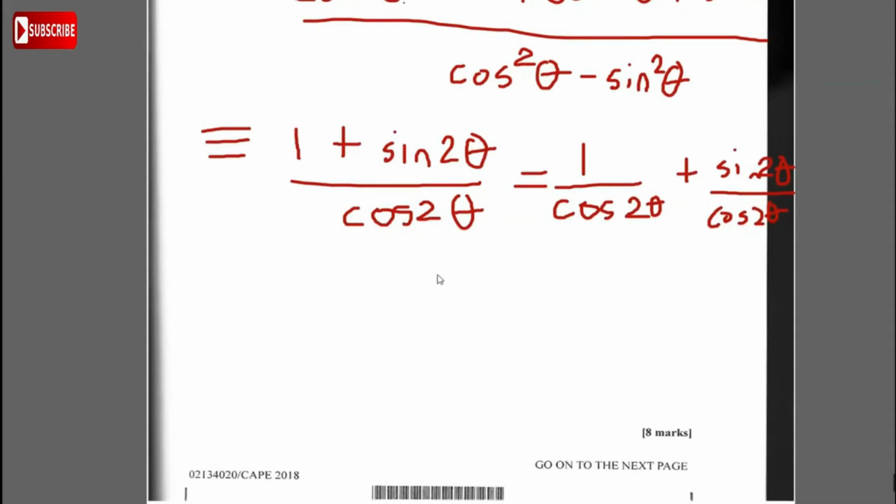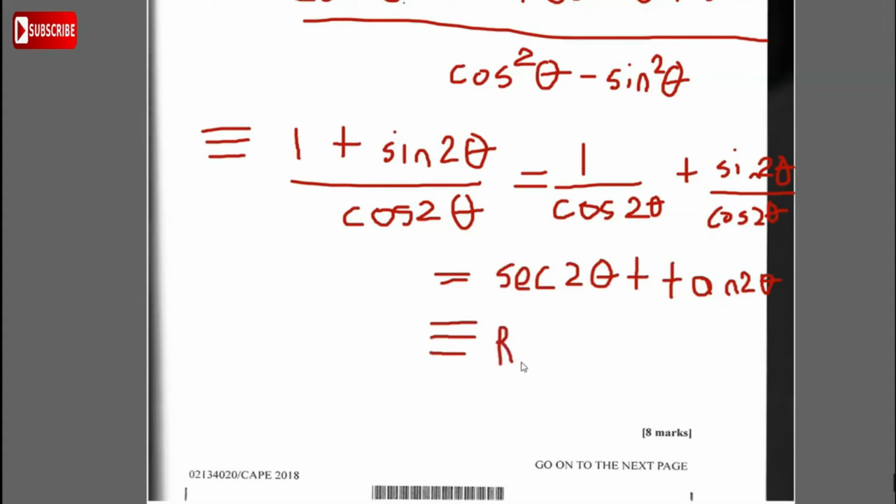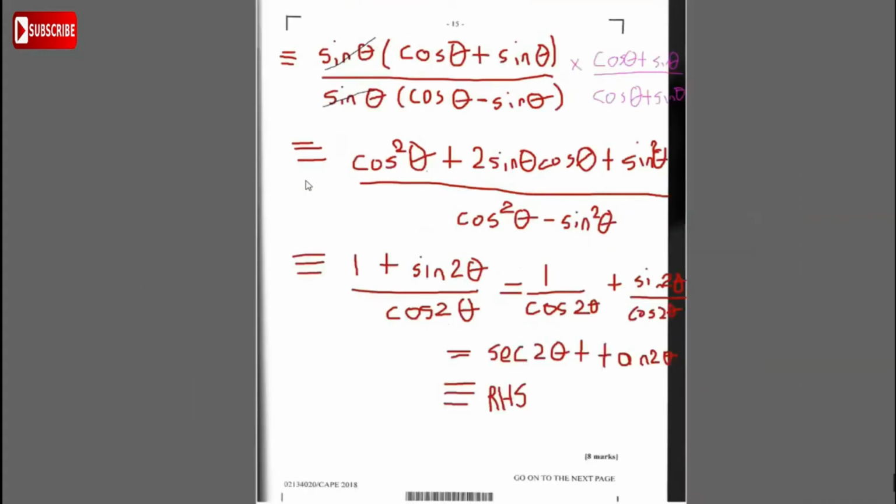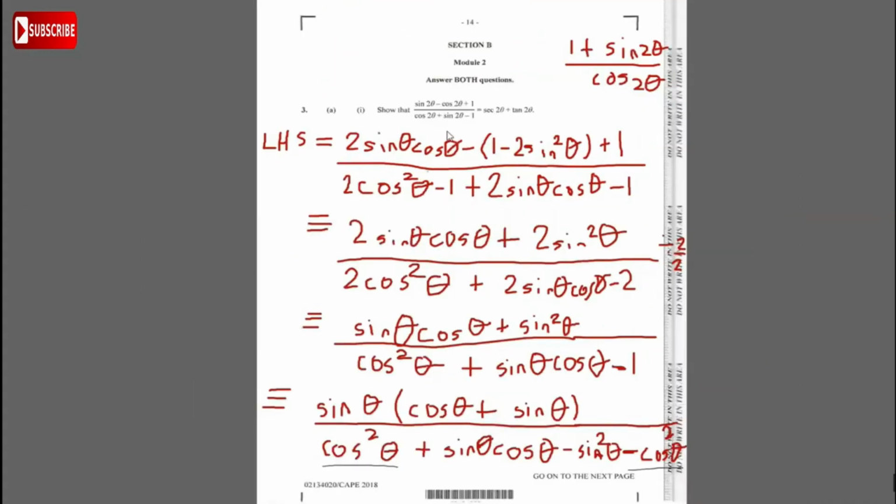As 1 over cos 2 theta, you can tell them that now is sec. And then sine 2 theta over cos 2 theta is tan. And so finally we complete the proof: sec 2 theta plus tan 2 theta. That's your right hand side. Nice and easy. That's your right hand side. Nice. So we completed the proof now. We have it, that's the proof. All right.